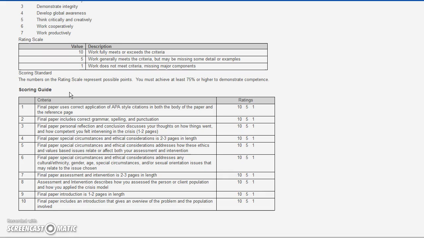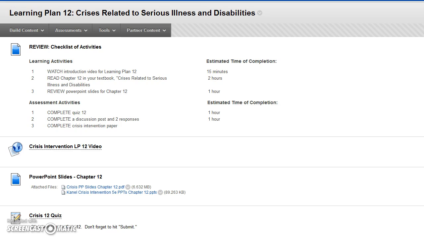Make sure your paper assessment and intervention portion is 2 to 3 pages in length. Make sure that your assessment and intervention describes how you assess the person or client population and how you apply the crisis model. Final paper introduction you must have is 1 to 2 pages in length, and the final paper includes an introduction that gives an overview of the problem and the population involved. So I hope that helps you.